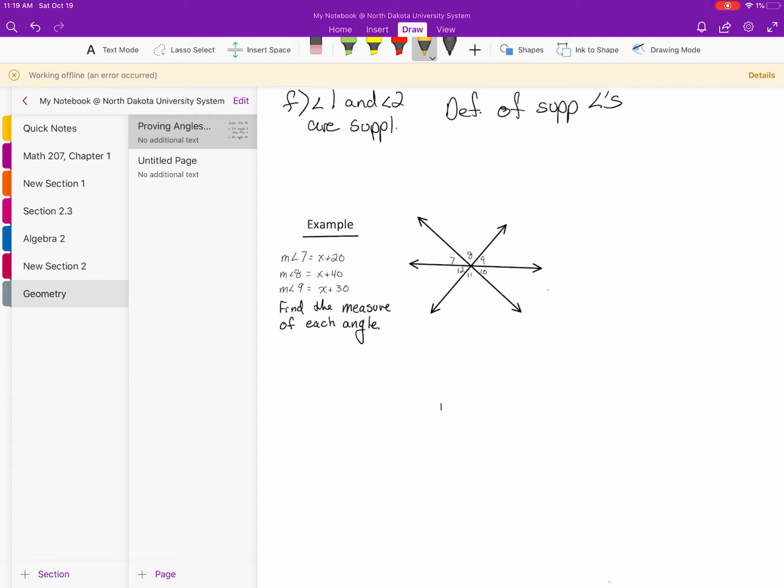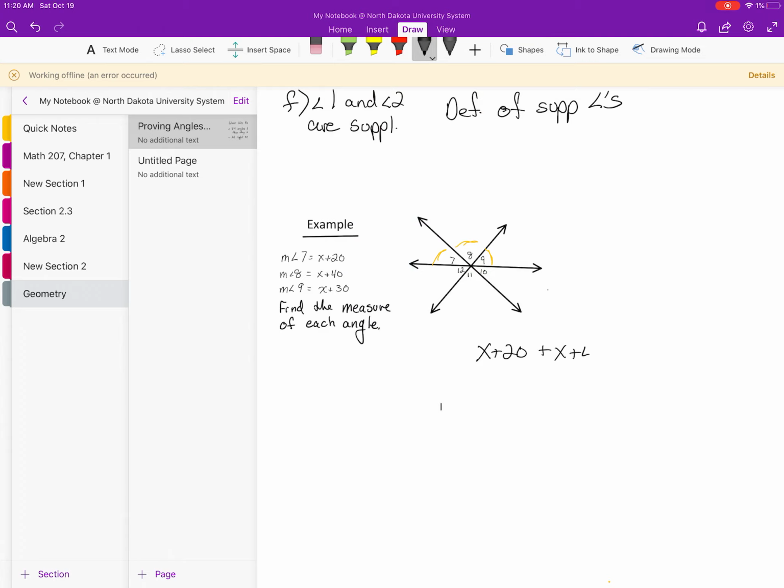So we have measure of angle 7 equals x plus 20. But we don't have anything for angle 10, which is its vertical angle. So what about angle 8? Well, that's x plus 40. We don't have anything for its vertical angle. We have measure of angle 9 equals x plus 30. So we have all of these. Oh, hey, look at that. Don't they add up to a straight angle? They really, really do.